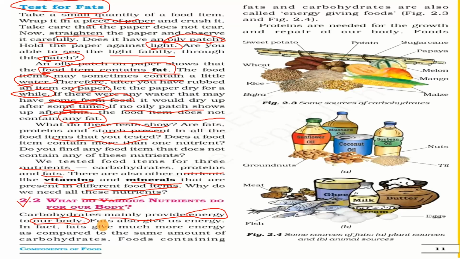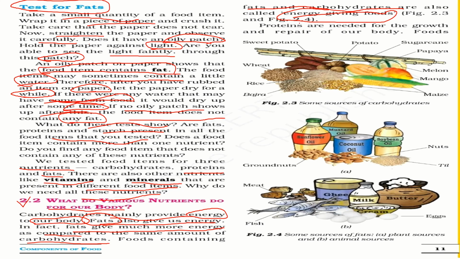Next, fat also gives us energy. In fact, fat gives us more energy as compared to the same amount of carbohydrates. Comparing carbohydrates and fat, fat gives us more energy. Foods containing fat as well as carbohydrates are also called energy giving foods. We call carbohydrates and fats energy giving foods.